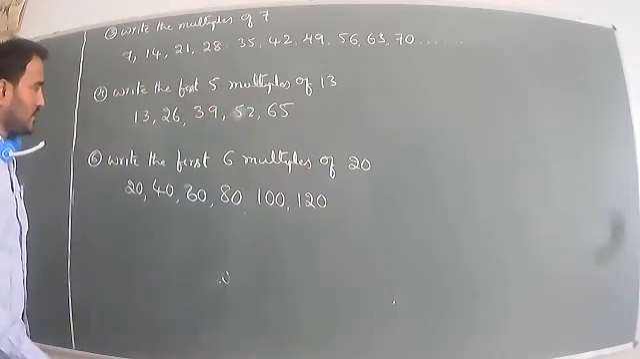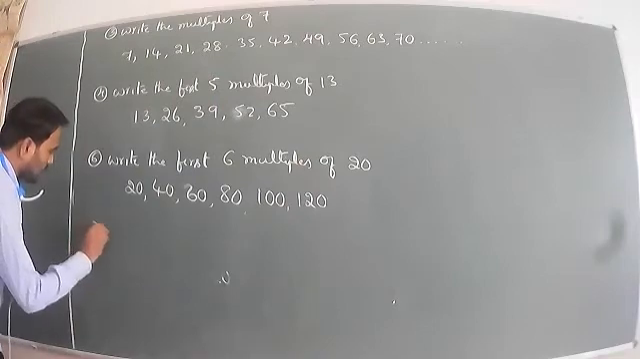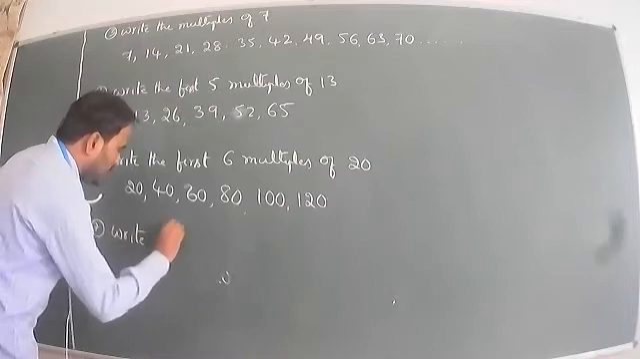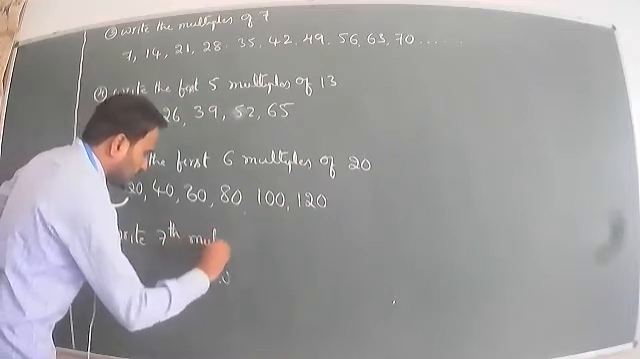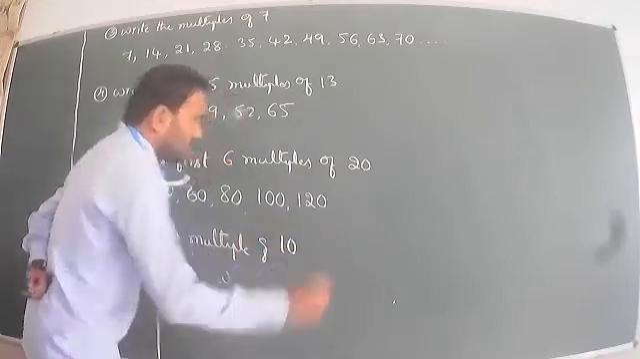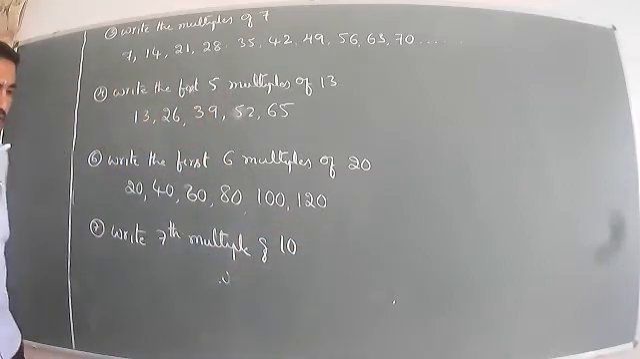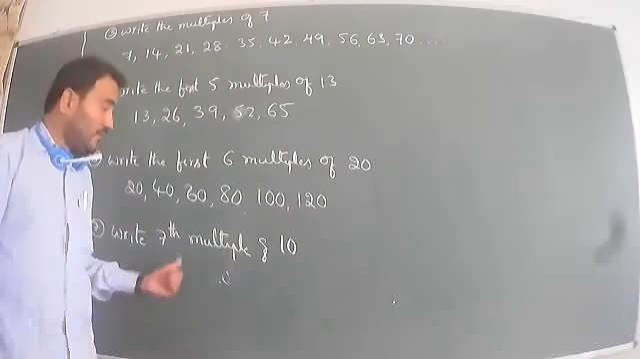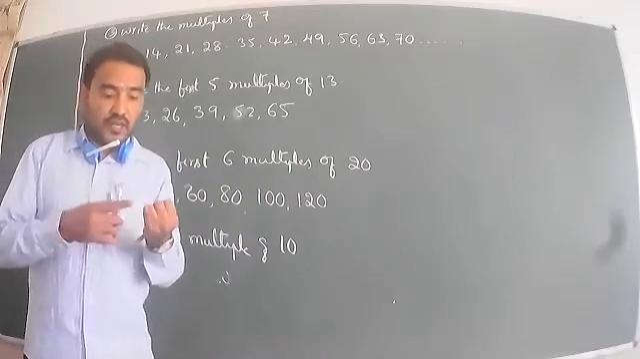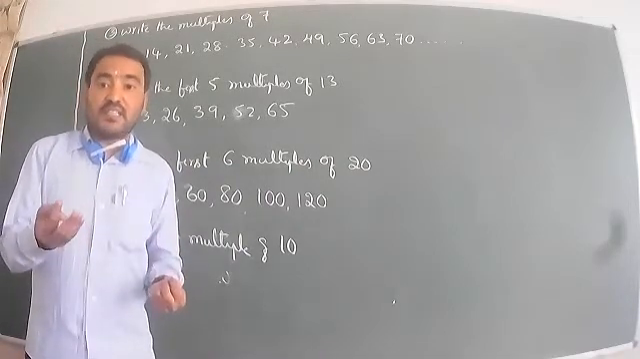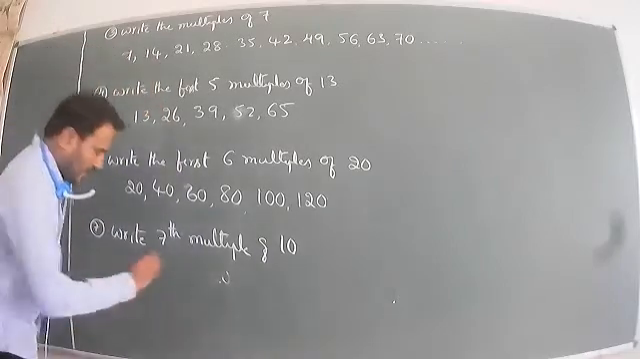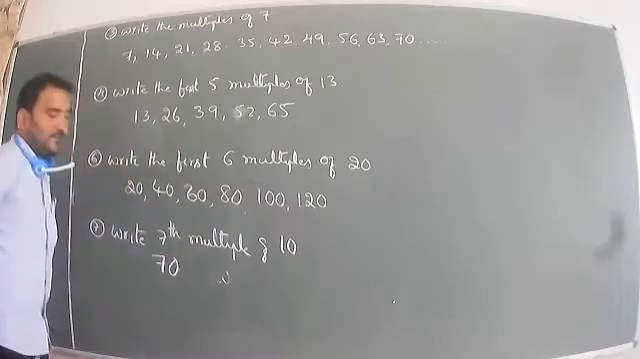So sometimes he's asking, write the seventh multiple of 10. Which one is the seventh multiple? The seventh multiple is being asked. 10 ones are 10, 10 twos are 20, 10 threes are 30, 10 fours are 40, 10 fives are 50, 10 sixes are 60, 10 sevens are 70. So the seventh multiple of 10 is 70.